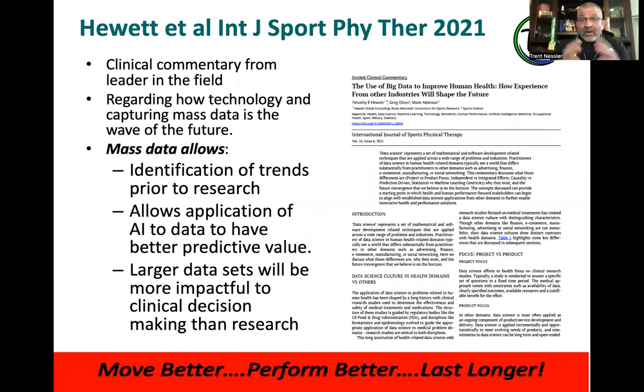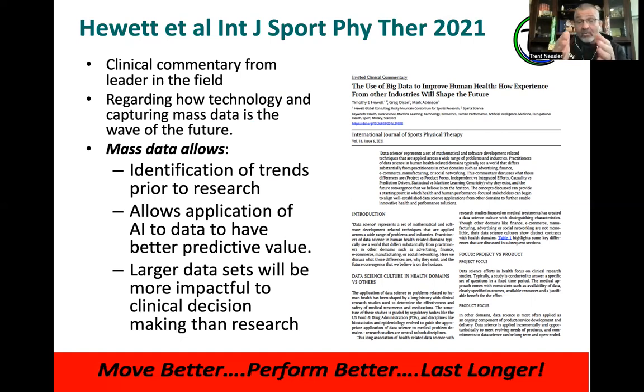So why do I do that? Why do I say that about the data and about the importance of that data? That really comes from Timothy Hewitt, who published this editorial in the International Journal of Sports Physical Therapy in 2021, talking specifically about the importance of technology and the way that technology is capturing this mass data. Fortunately, I had thought about this back in 2016 when we were putting our system together, so we were able to bring all of that data together.